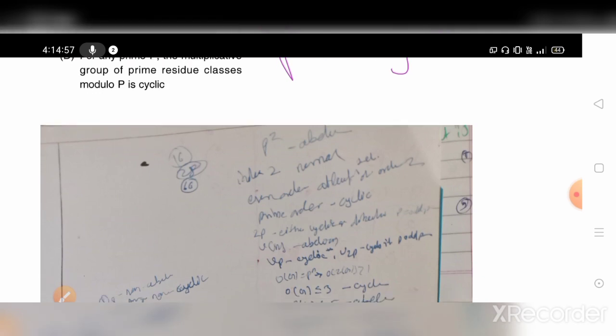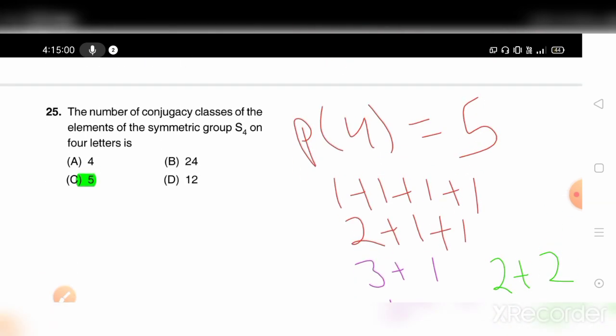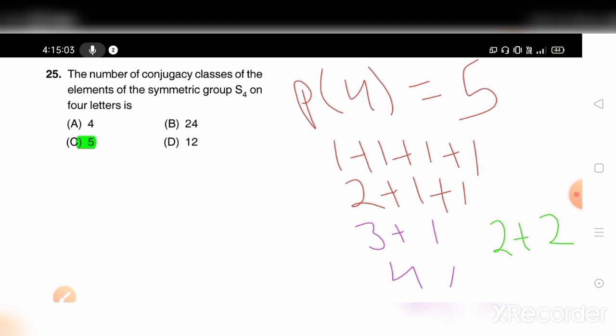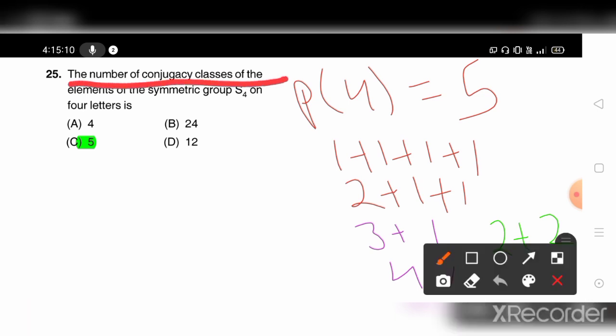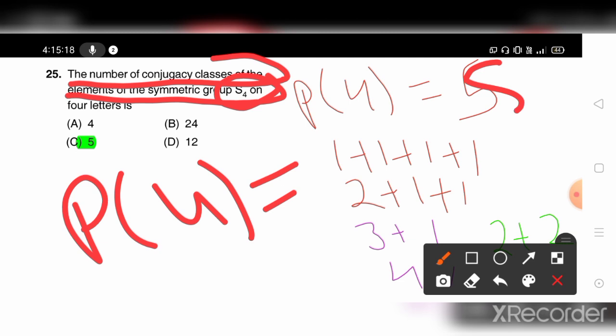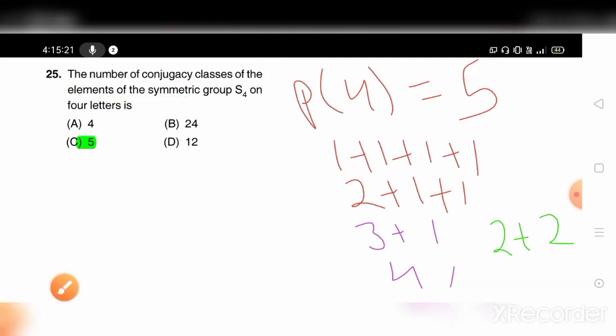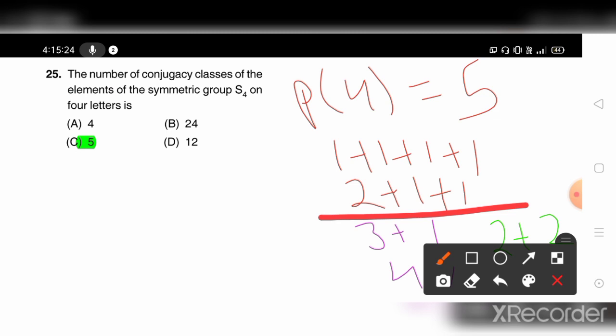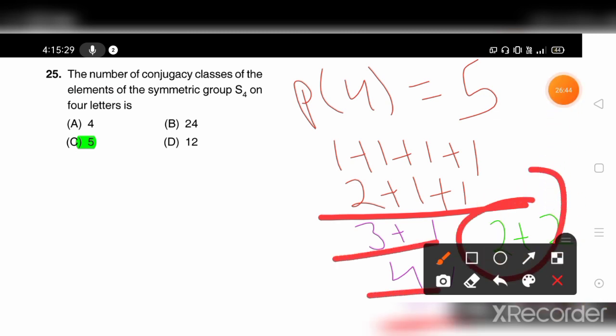Here is one important formula. The number of conjugacy classes of the elements of the symmetric group S4 on 4 letters. What is the formula? Partitions of 4. That is 5: 1 plus 1 plus 1 plus 1, 2 plus 1 plus 1, 3 plus 1, 4, and 2 plus 2. Here total 5. So option C is correct.